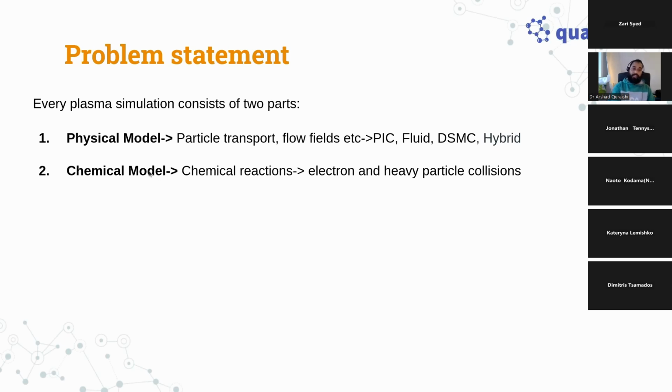And if you're dealing with an intermediate pressure regime, you can go for hybrid modeling. The second model, the chemical model, describes the chemical reactions occurring in the plasma mixture via a set of neutral species, excited species, electrons, and the ions. And these species can lead to electron impact collision or heavy particle collision. So in the subsequent slides, I'll be showing a few examples which demonstrate the effect of electron impact collision and heavy particle collision on the physical model.